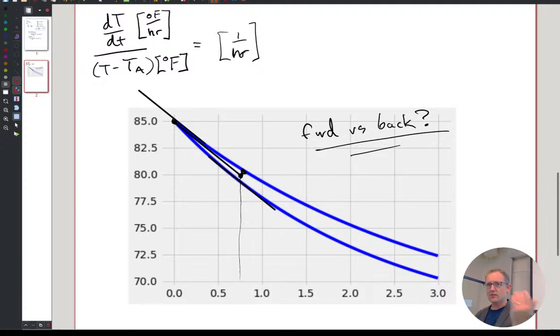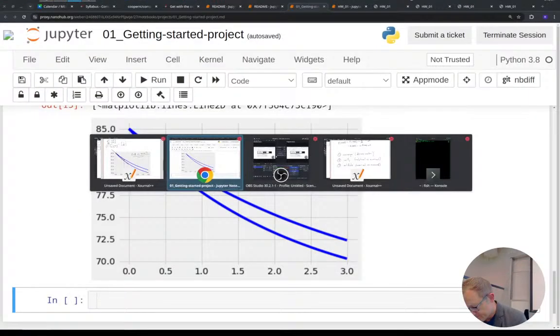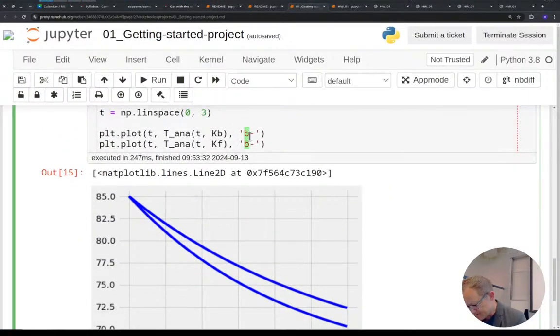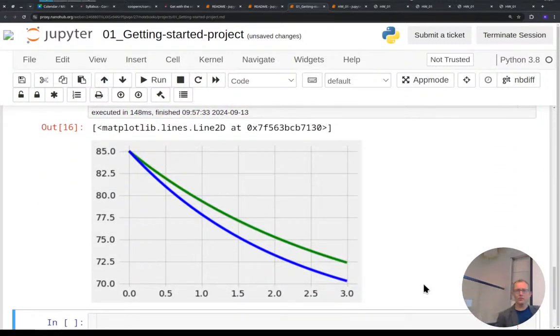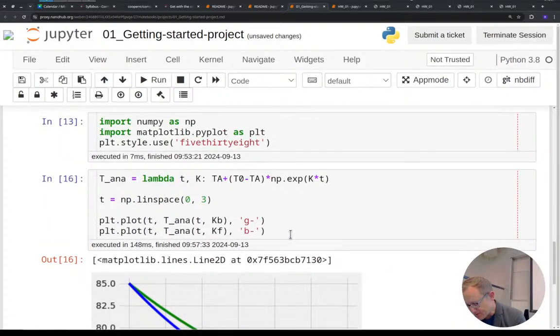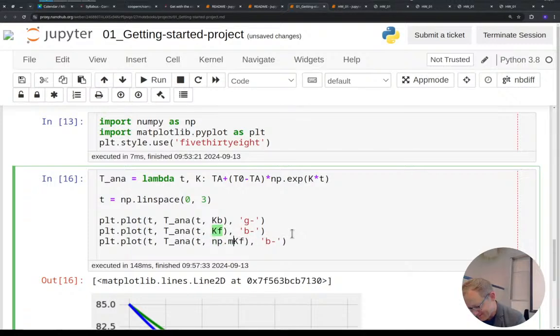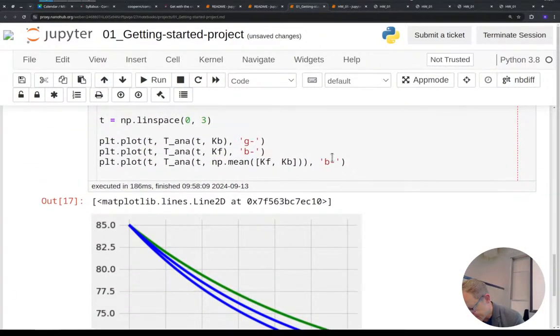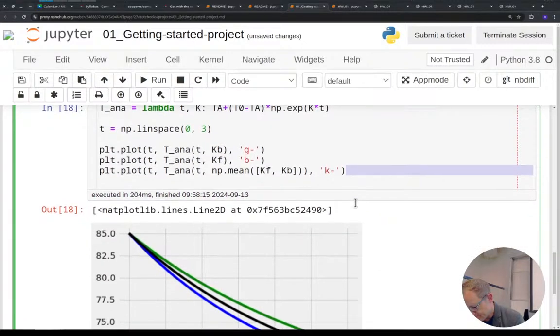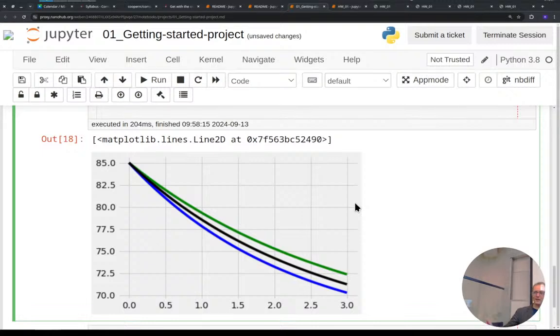Forward versus backward, where is the right slope? We'll do backward as green. So backward was that top line, forward the bottom line. Both wrong by a little bit. If that bothers you, if it's keeping you up at night, you can always split the difference. Take the mean, calculate both, take the mean, and now it's slightly better. Slightly closer to what we wanted.